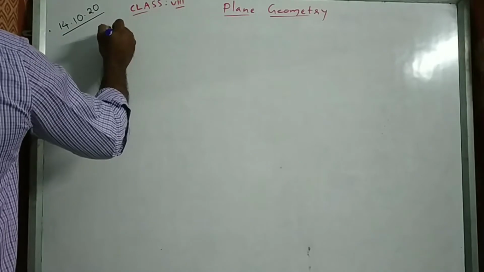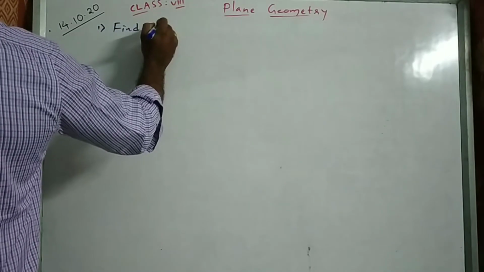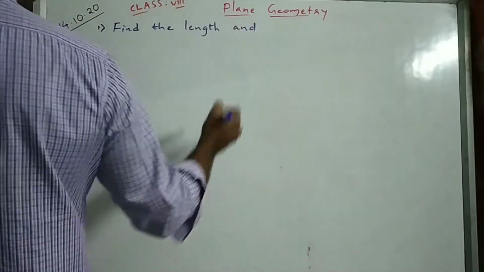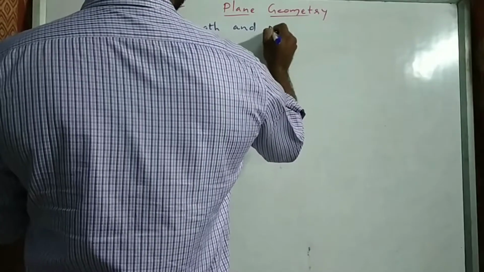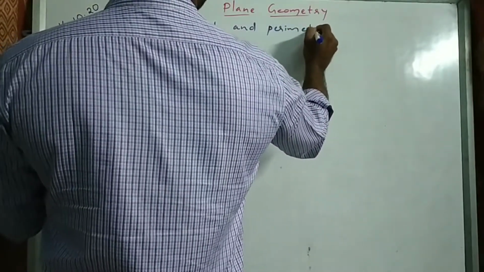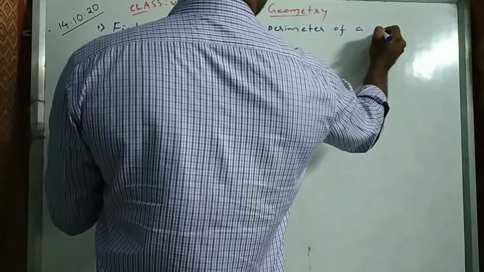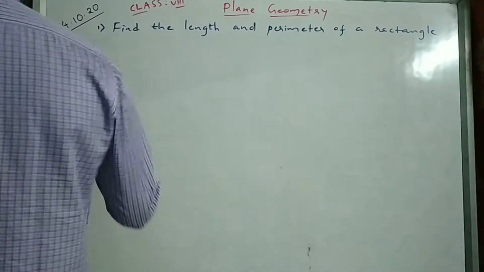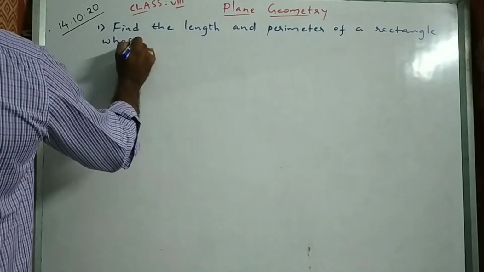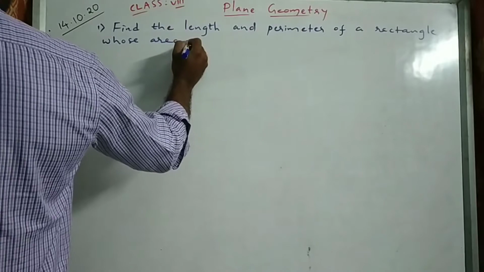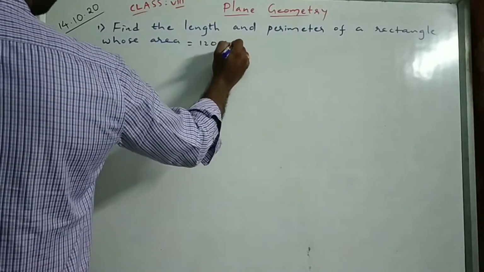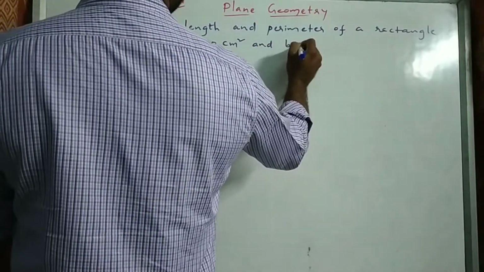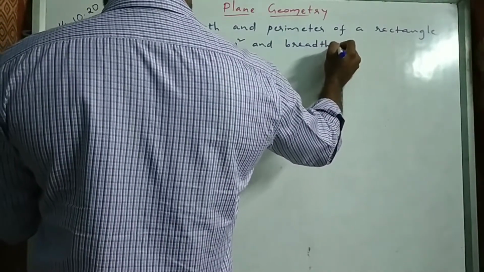Find the length and perimeter of a rectangle whose area is equal to 120 square cm and breadth, what is the breadth? 8 cm.